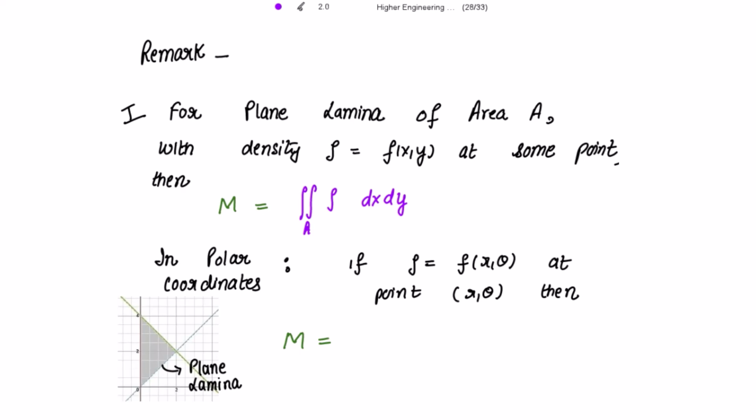And in polar coordinates, if the density is given in the form of r, theta at the point r, theta, where r is the radius and theta is the angle, then the total mass is given by double integration over the area A of rho, but instead of dx dy, we write r dr d theta, right? And then you have to put the value of rho over here, whatever the value that is given in the question.